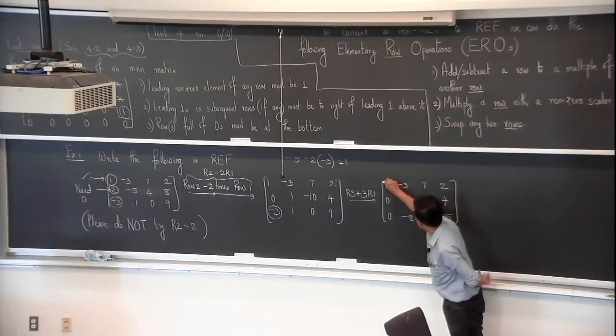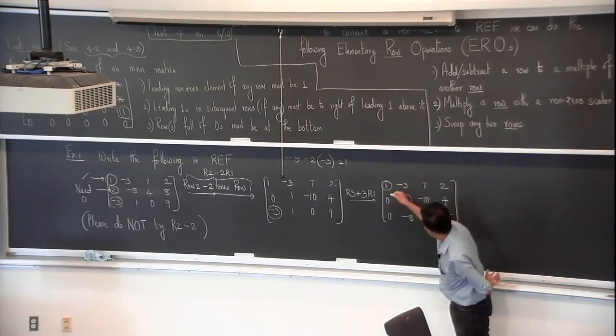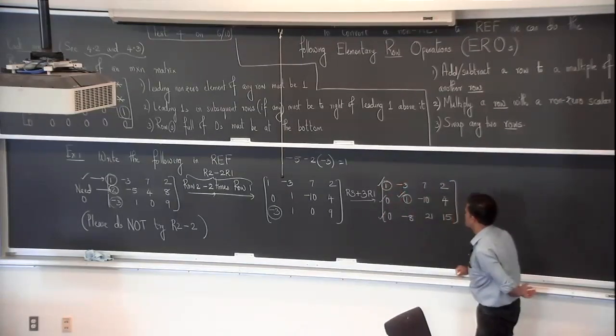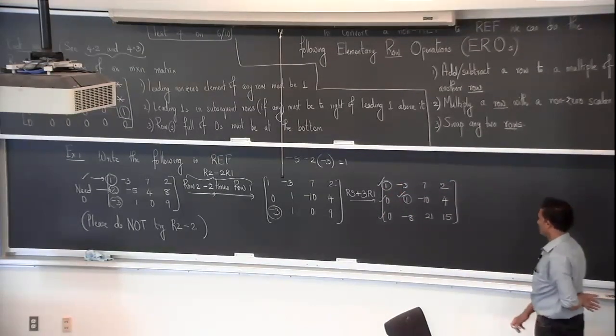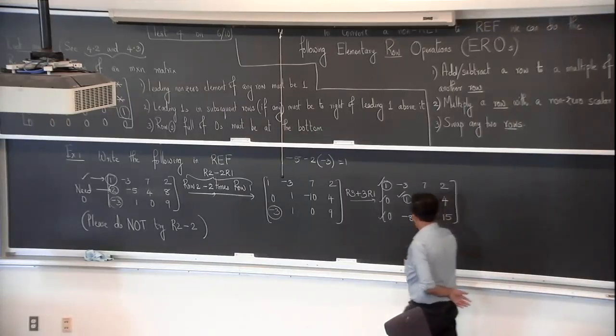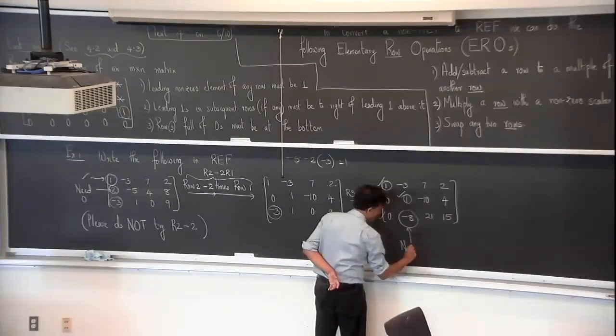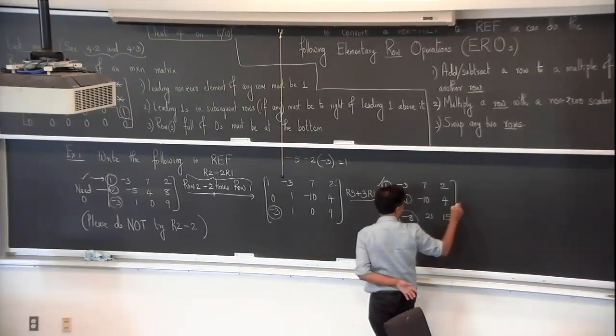Okay, so we have this, and the numbers below the first leading one are both zeros. Okay, that's good. You're making some progress here. So this is progress, this is progress. Okay. Our next target should be this thing here. Okay, we need a 0 here. How do you make this happen?